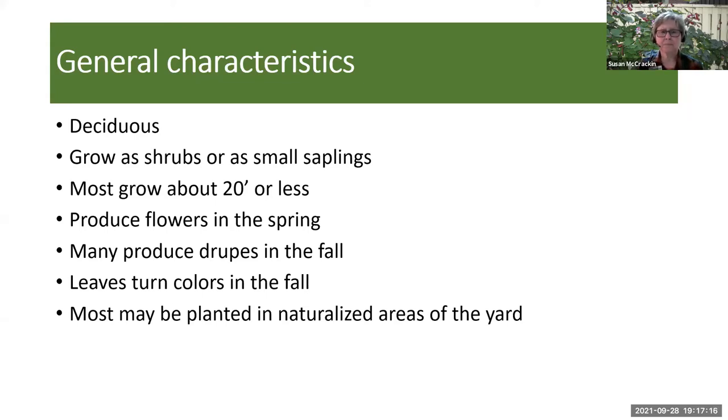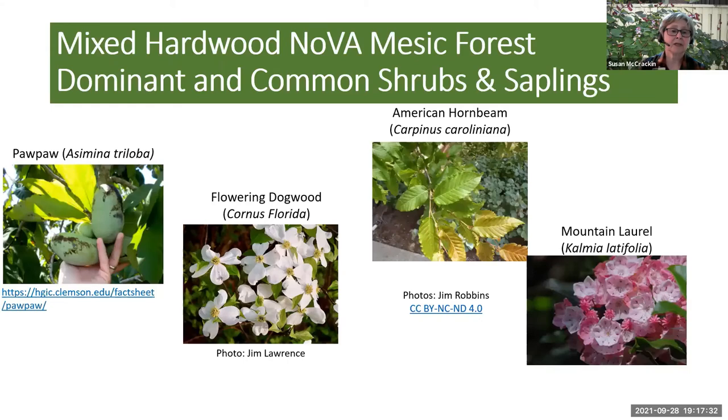A quick note about the plants I'll be discussing. These plants are more likely to be found in the mesic forest in our areas. There are different varieties found in other regions, but those plants are going to share many of these general characteristics of the plants in this presentation. So we're going to talk about the dominant and common shrubs and saplings first.